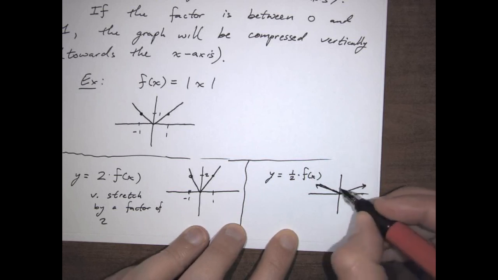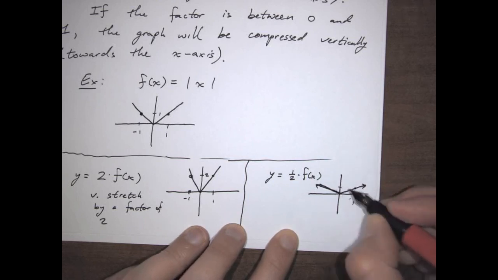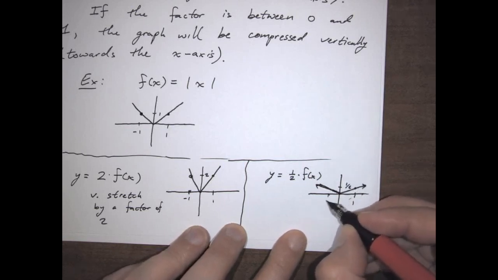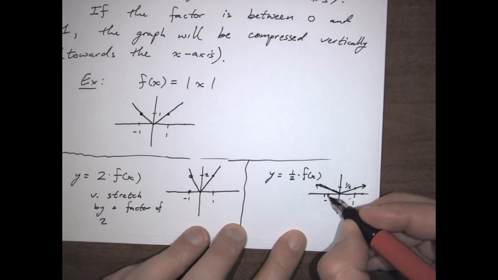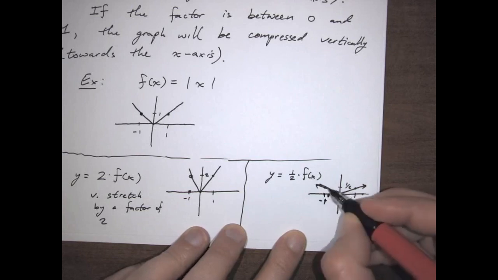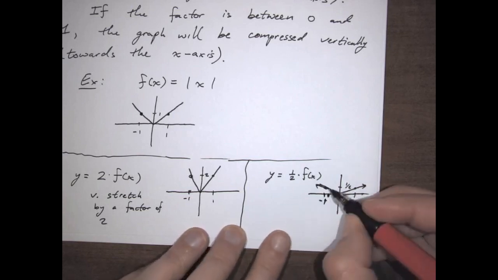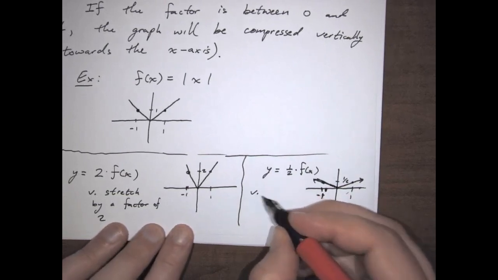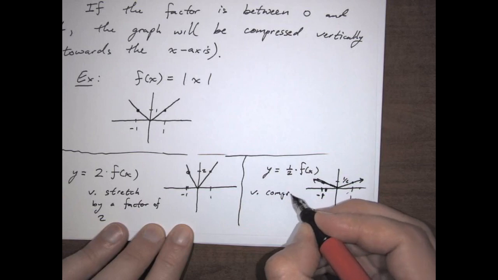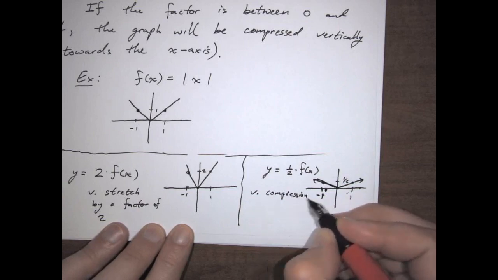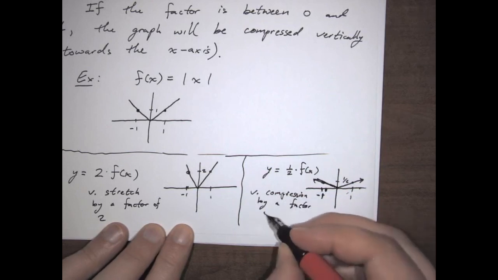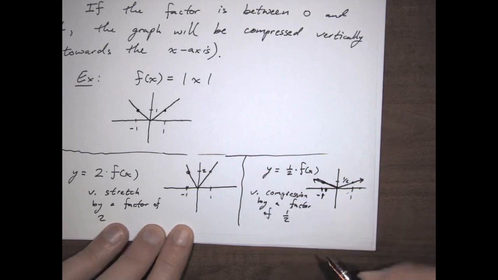So now if this is 1, this is only going to be 1/2. And same thing for negative 1. So everything here about this is getting smushed down by a factor of 1/2. So it's a vertical compression by a factor of 1/2.